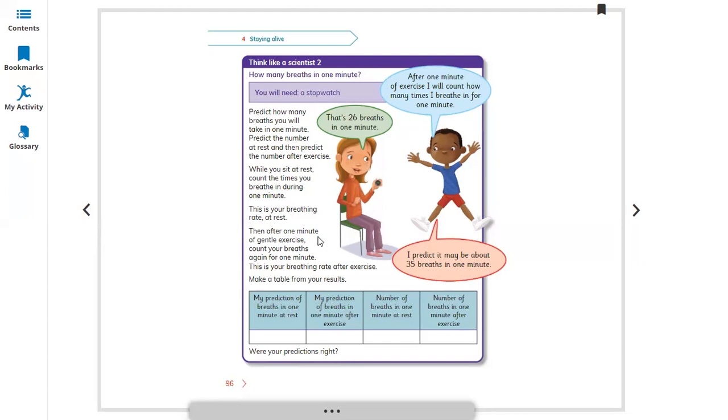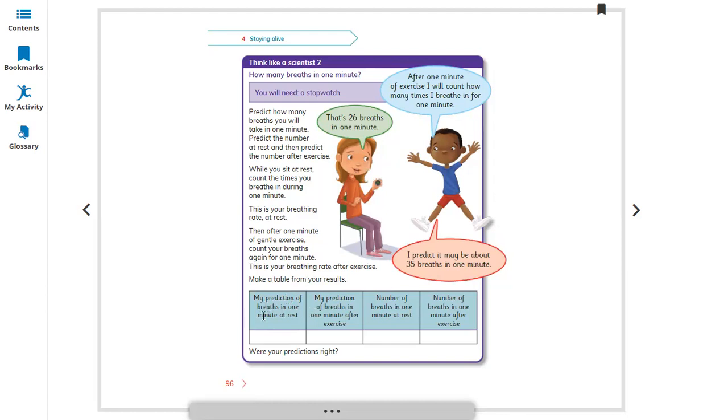Then after 1 minute of gentle, normal exercise, count your breath again for 1 minute. Now after doing exercise, just sit like this and count after 1 minute. Okay, then again for 1 minute. This is your breathing rate after exercise. Then make a table from your result.